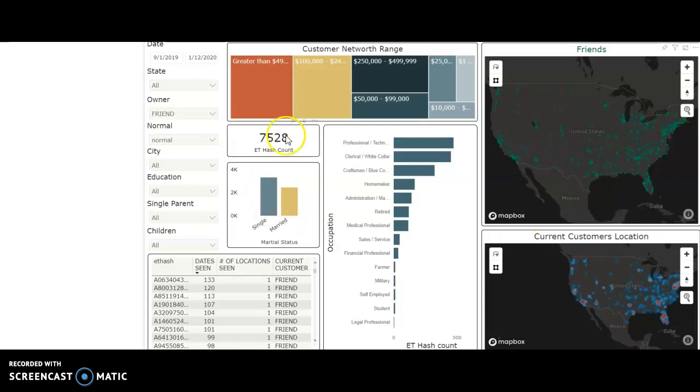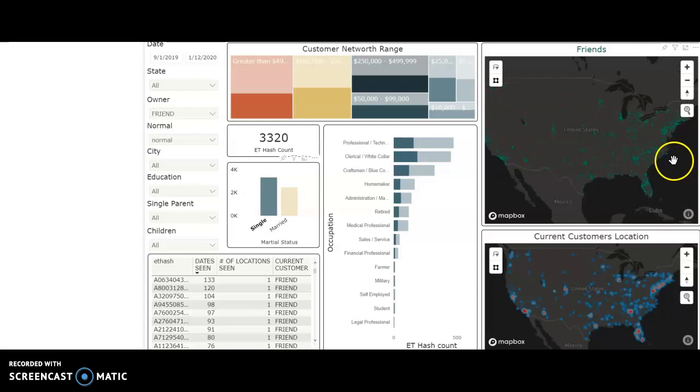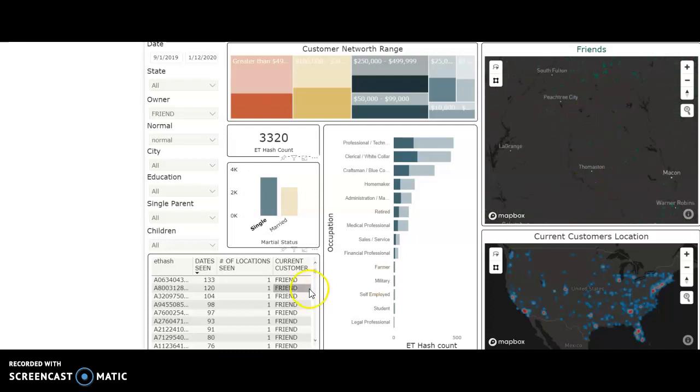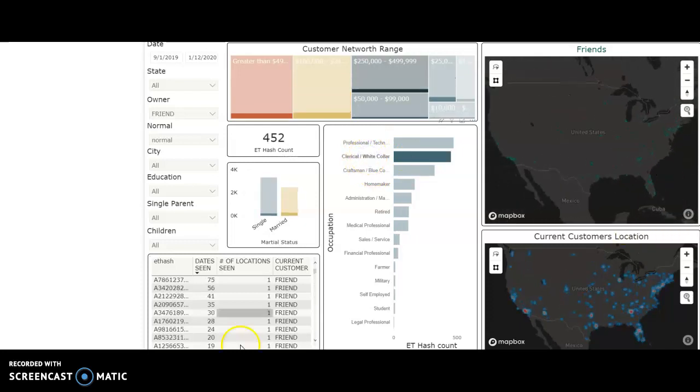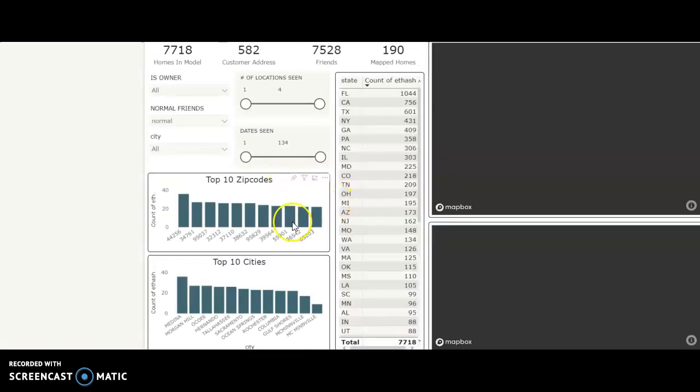So in theory here, if I wanted to target all single friends of your customers that have a normal amount of friends seen, then I would be able to target these 3,320 people and serve digital ads to not only their mobile device, but to their household. We can then get even more granular in this group of 3,320. We could serve to only clerical and white collar type people. There's 452 of them. So really the main emphasis of what I wanted to show was for you all to be able to segment the market in different ways.